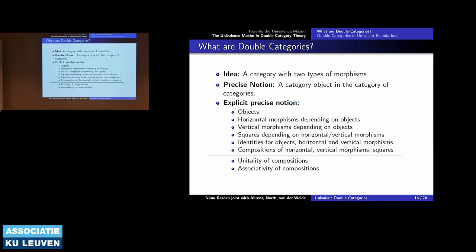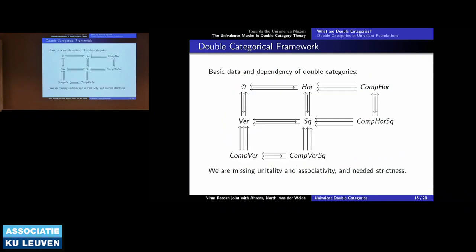To give you a better sense of this data, here's a more helpful diagram which captures the essential data of a double category. Again, I have objects, horizontal and vertical morphisms, squares, and then all these compositions. And then I have to make choices for, like I said, associativity and unitality. All right, so if I have two double categories, in how many ways can I ask myself whether they are the same or not?